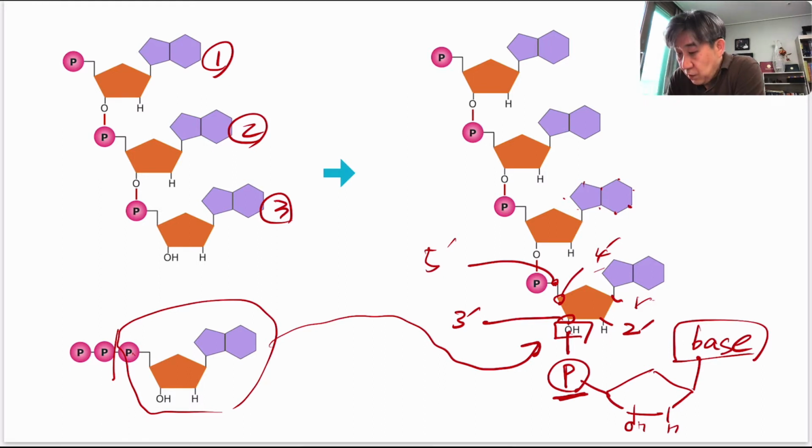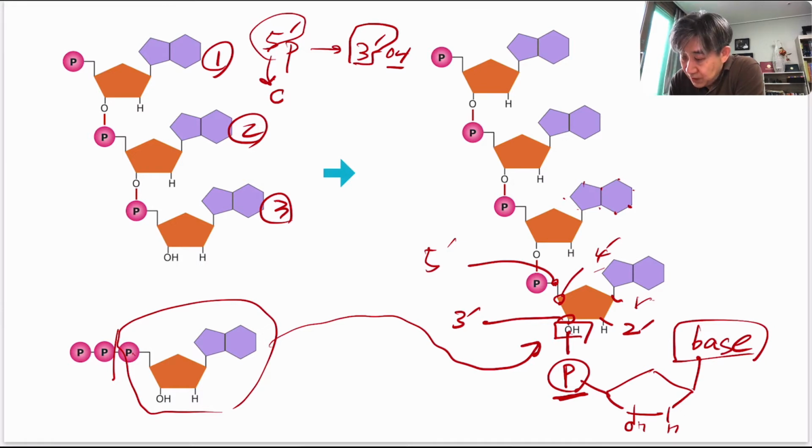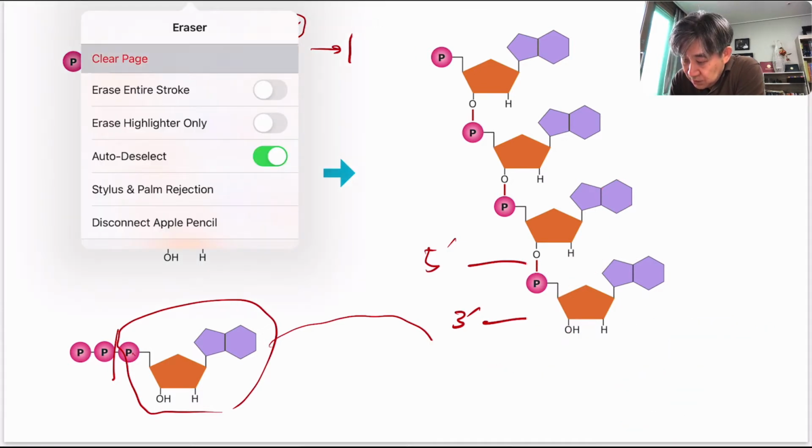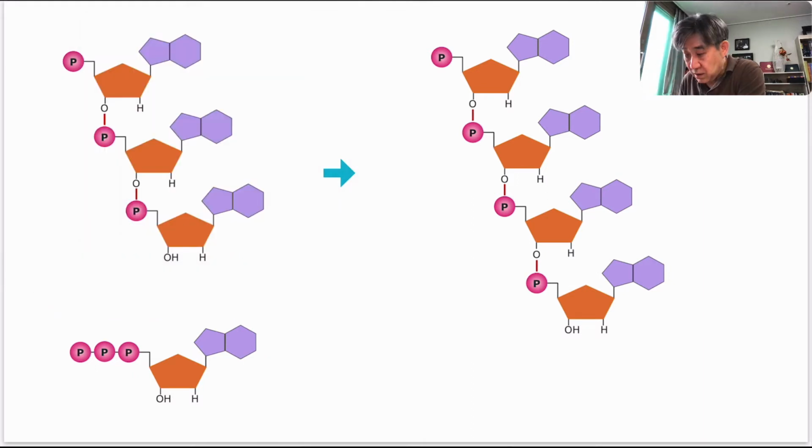So in other words, this is always from the 5 prime phosphate to the 3 prime hydroxyl group. Here the 5 prime means the phosphate group attached to the 5 carbon of ribose, and 3 prime hydroxyl group means the hydroxyl group attached to the number 3 prime carbon of the ribose. Okay, let me clear up this too, so that you can have a clear understanding of this.